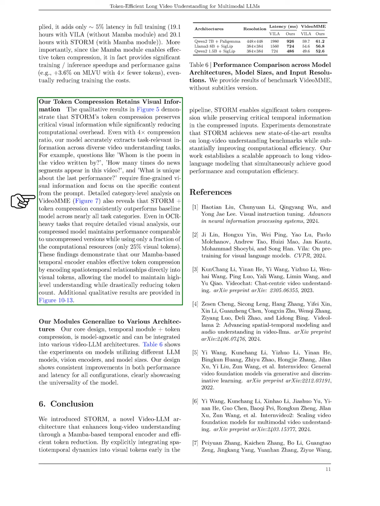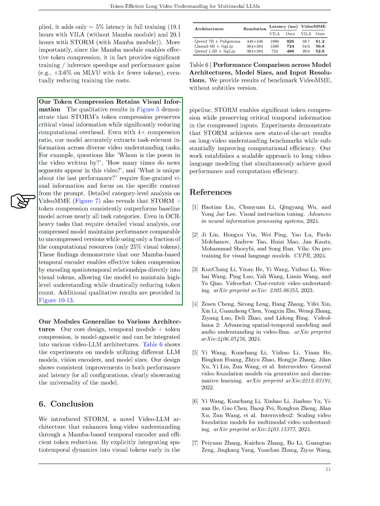Section: Our token compression retains visual information. In this section, we demonstrate that our token compression method effectively retains important visual information while significantly lowering computational demands. As shown in our qualitative results, even with a compression ratio of 47:1, our model successfully extracts relevant information for various video understanding tasks. For instance, questions such as, "Who wrote the poem in the video?" "How many times do news segments appear?" and "What is special about the last performance?" require detailed visual insights that our model provides.